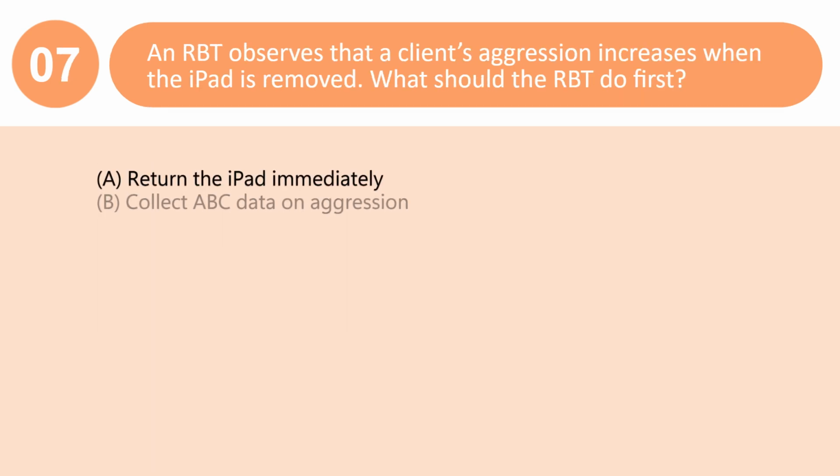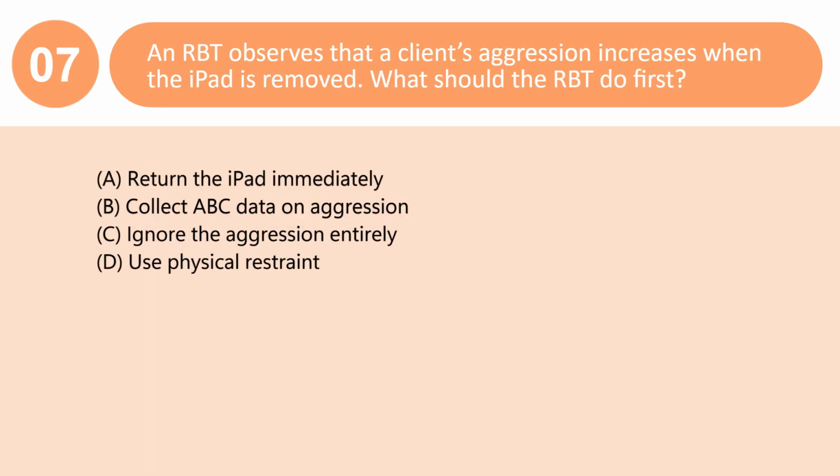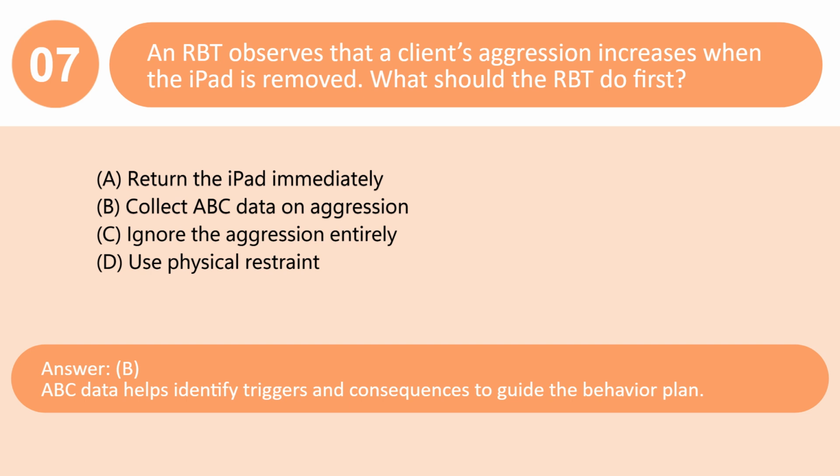An RBT observes that a client's aggression increases when the iPad is removed. What should the RBT do first? A. Return the iPad immediately. B. Collect ABC data on aggression. C. Ignore the aggression entirely. D. Use physical restraint. Answer B. ABC data helps identify triggers and consequences to guide the behavior plan.